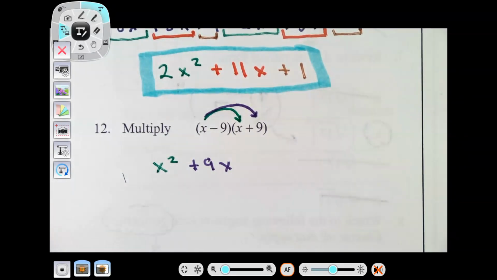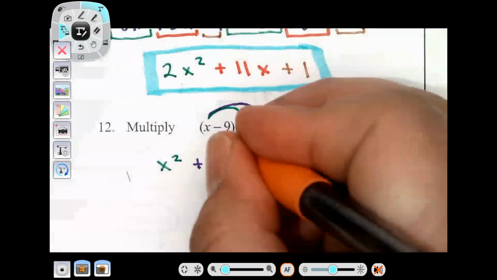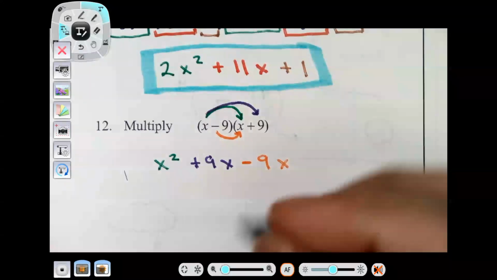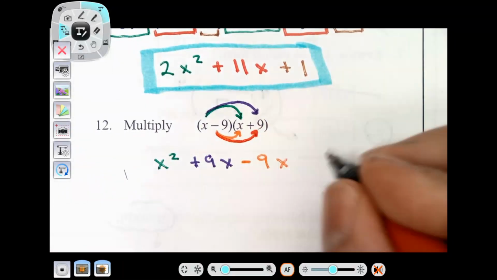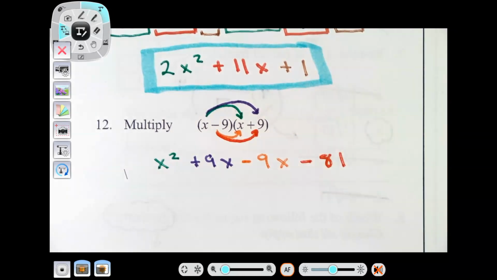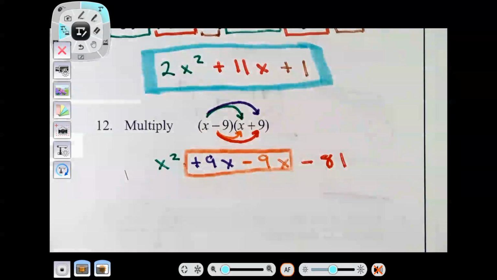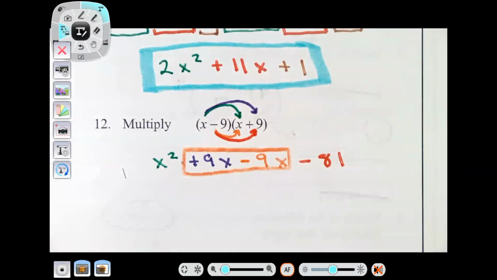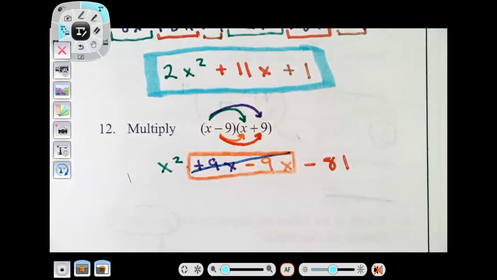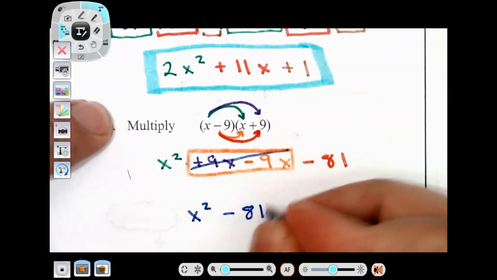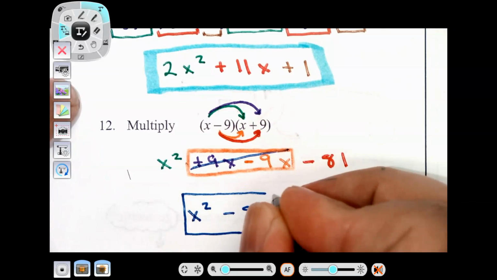So there's the outer. Now we need to do the inner. Negative 9 times x is negative 9x. And finally, negative 9 times positive 9 is negative 81. So we did our multiplication, but now it's our combination that's next. And the only terms I can combine are these two right here. If you look carefully, 9x minus 9x, then all of it is gone. That leaves me with an x squared in the front and that minus 81 in the back, and there's our answer. That's why we call it a difference of squares.